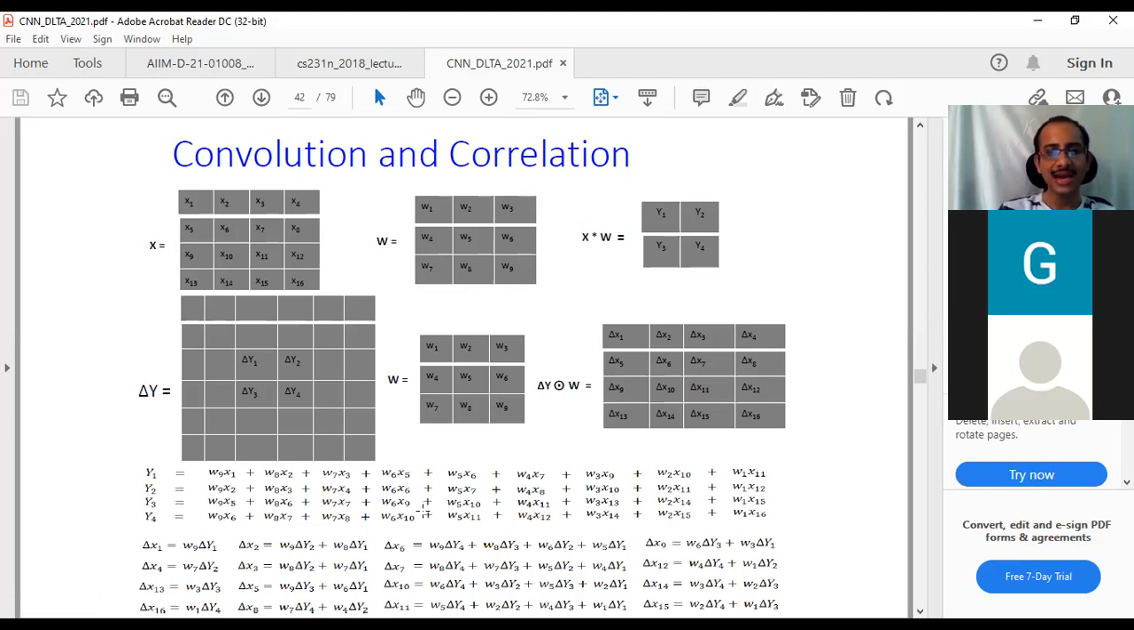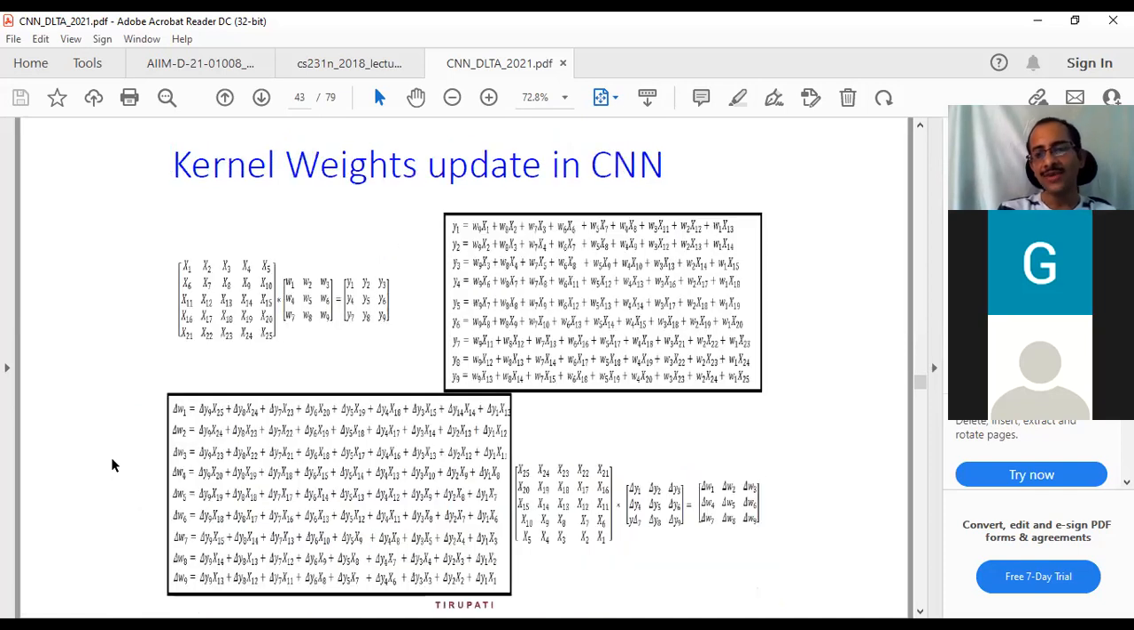Okay, I assume it is clear. Delta X8 is equal to W4 into delta Y2, plus you need to see where all W8 is involved. W7 into delta Y4 plus, X8 is not there anywhere. So I think that's all. That's the answer. So like that, we write the back propagation equations.